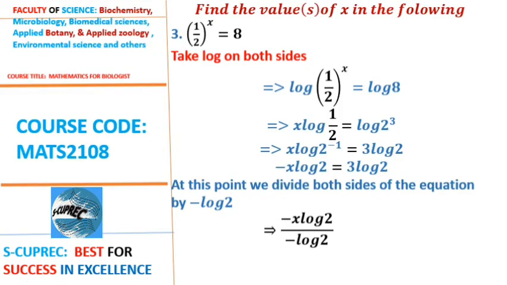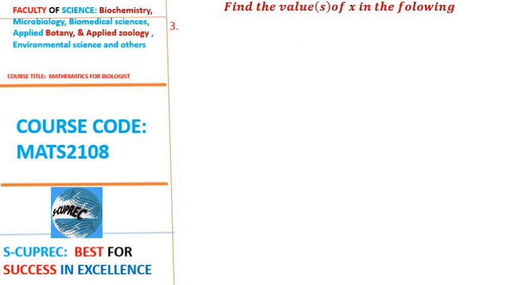So we divide both sides by negative log 2, and what do we see? We see that log 2 goes away with log 2 here. Also log 2 goes away with log 2 here, and the negative signs also go away. This negative sign also cancels with this negative sign. This is what I mean. This negative sign here also goes away with this one. And we end up with our value of x equal to minus 3.